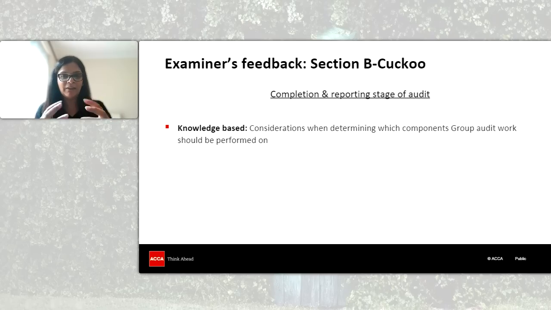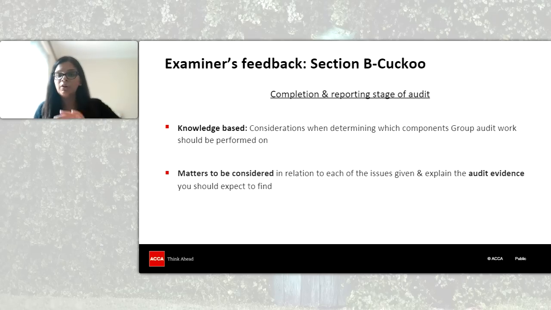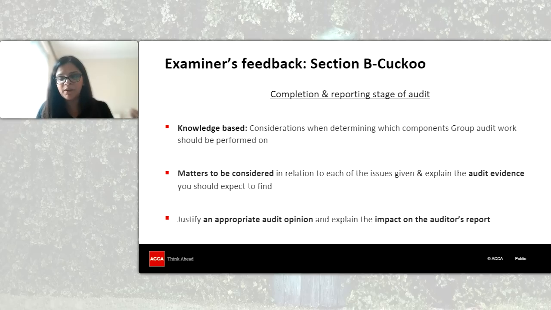You might be given a group audit situation where you might be asked to evaluate which of the components need to be worked on as the group auditor. So the first part was knowledge-based, the second part was matters to be considered, and the third part was justification of an audit opinion.